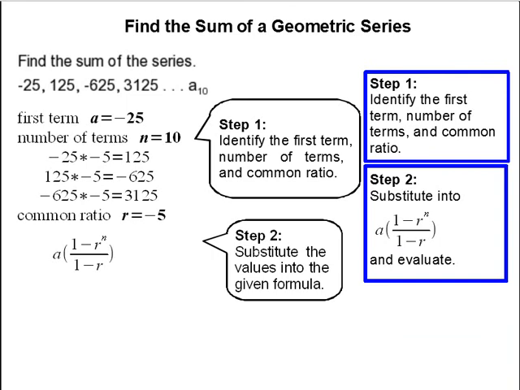Step 2, substitute the values into the given formula. So the formula to calculate the sum of a geometric series will require all these variables here. So for A, we're going to substitute in negative 25. For R, which is the common ratio, we're going to substitute in negative 5, and the number of terms is going to be n, and we're going to substitute 10 for that.